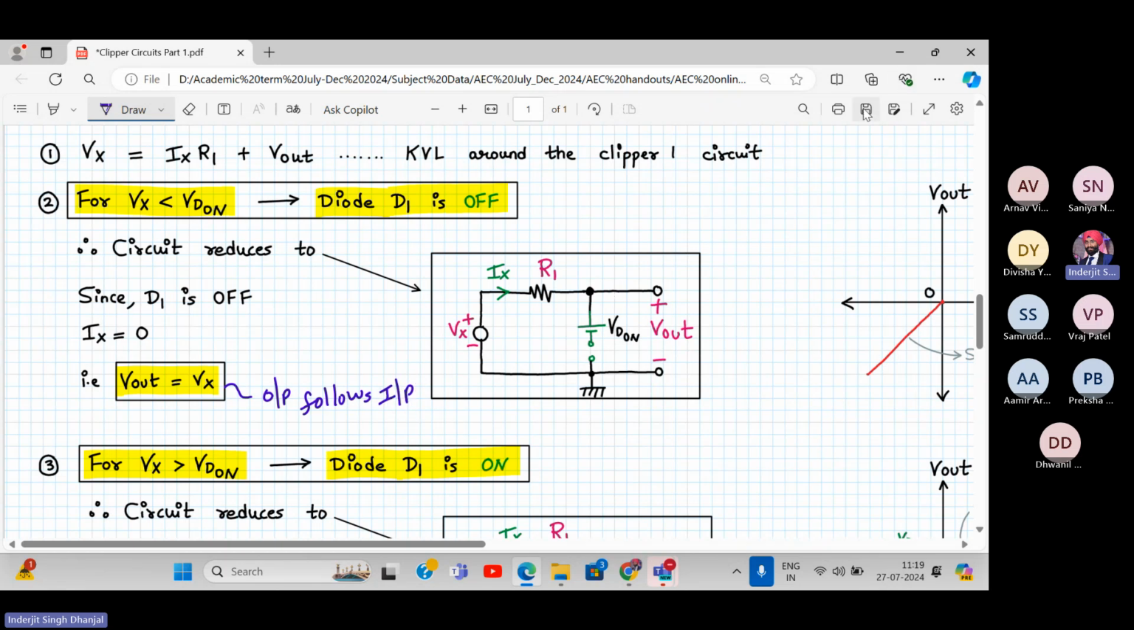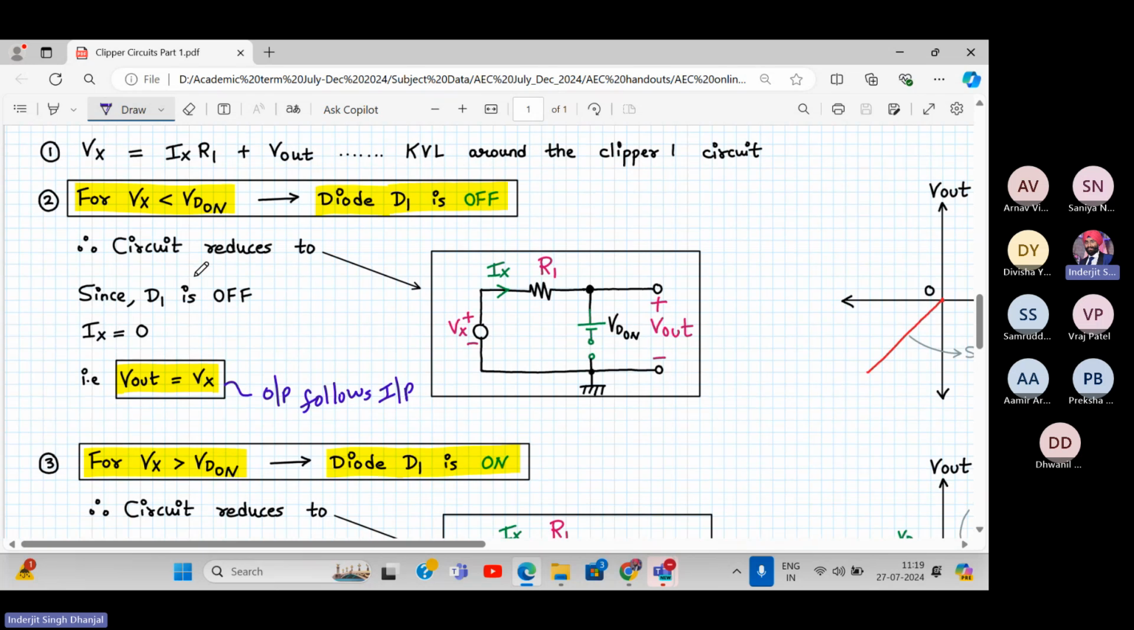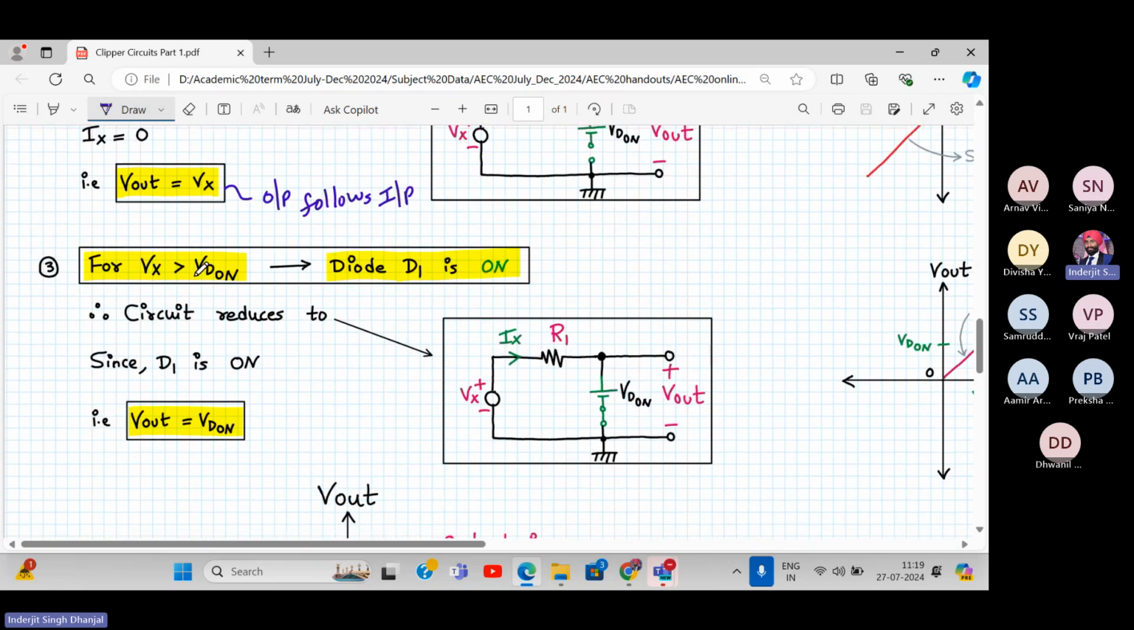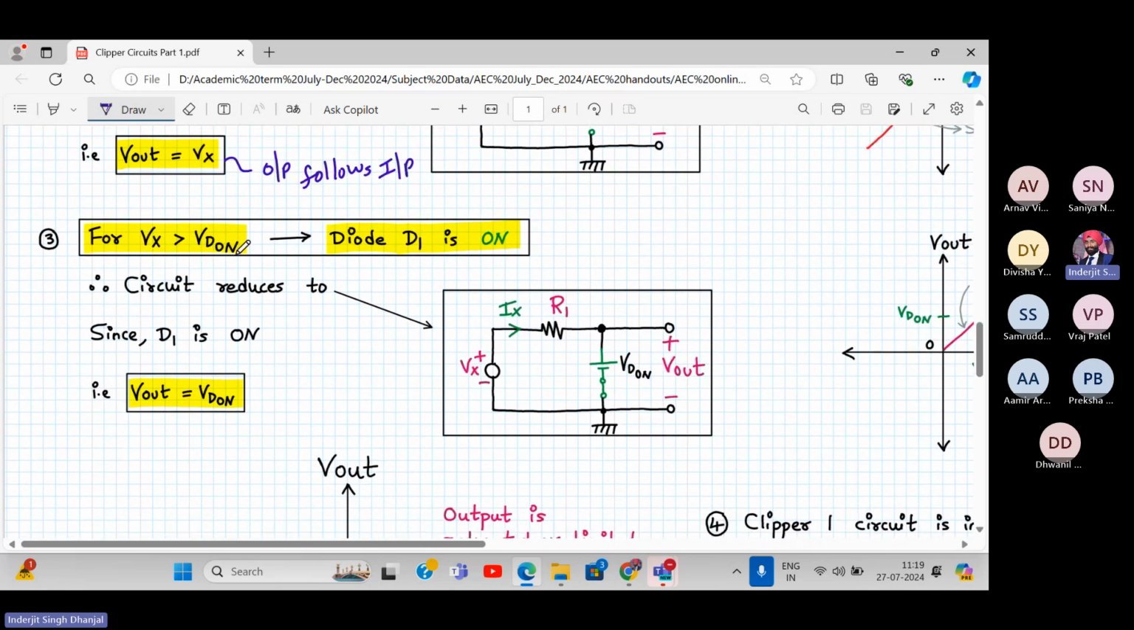Whatever is the shape of the input, the same output will follow. So this is the case for Vx less than Vd on. Now for another case, Vx greater than Vd on, the diode D1 is on. So there was a diode connected over here. It is replaced with a battery of Vd on and a short circuit. Now in this case, since the diode D1 is on, what will be my output voltage over here?